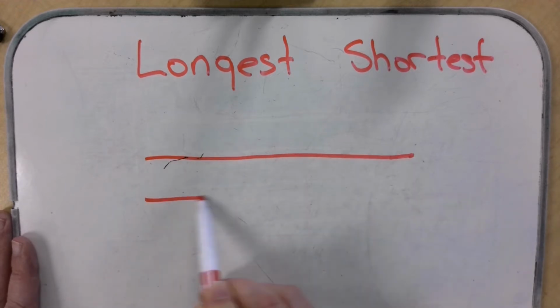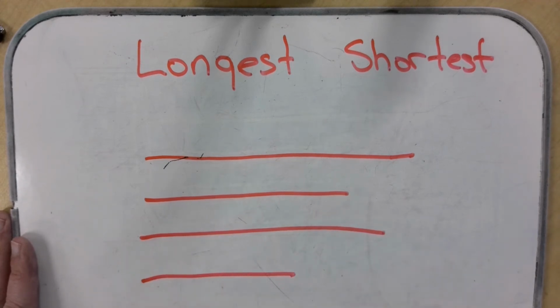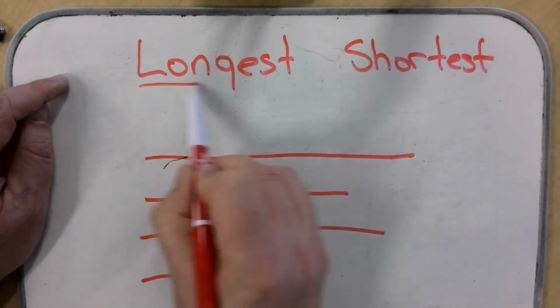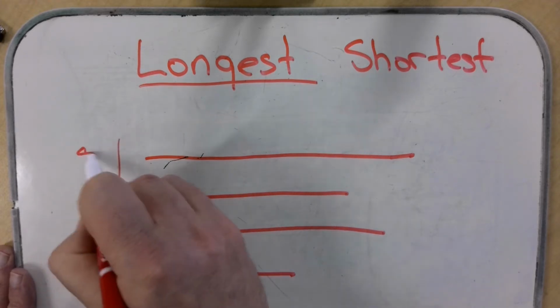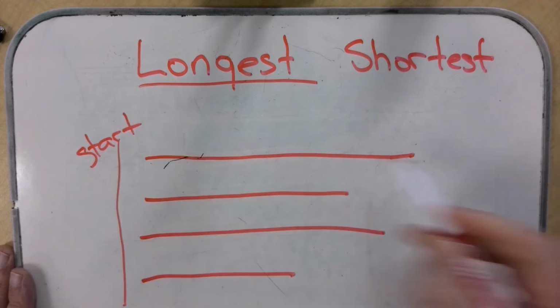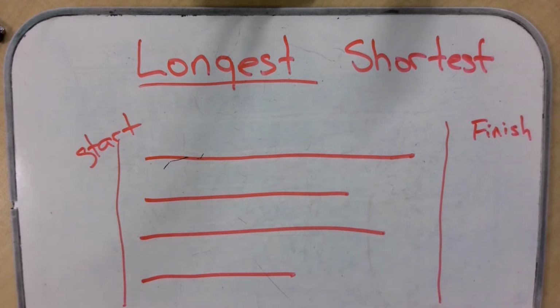So let's start with 4 lines. 1, 2, 3, 4. When we're looking at longest, if we think about this kind of as a race, where this is our start, and this is our finish, it might help us in thinking about first longest, second longest, third longest, and fourth longest, so that we can compare them that way. So this line is closest to the finish. It's going to be my first place, my longest line, my first longest line.